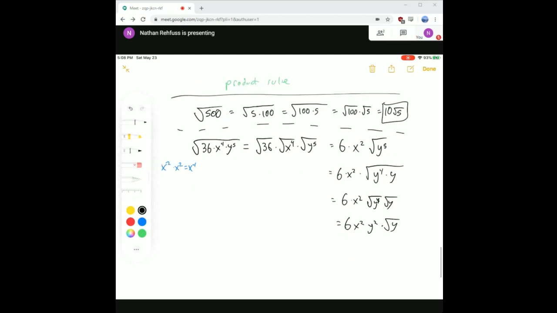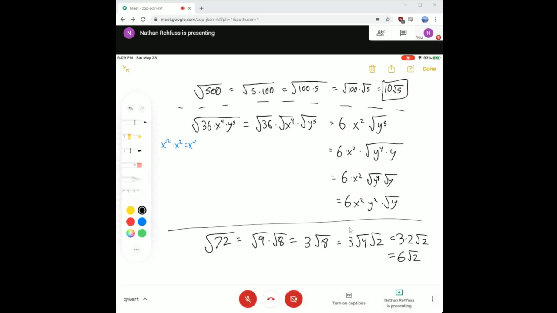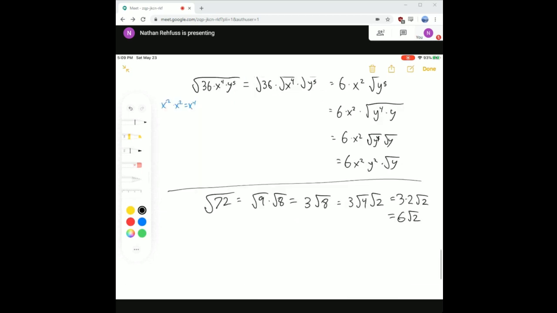If I had, say, the square root of 72, well, I know that 72 is 9 times 8, so that's root 9 times root 8, which is 3 root 8. But we can go a little further. See, 8 is 2 times 2 times 2. So this is 3 root 4 root 2, because 4 times 2 is 8, and the square root of 4 is 2. So it's 3 times 2 root 2, or 6 root 2. We could have done this all in one step if we had said 72 is 36 times 2, and the square root of 36 is 6. Two different solutions, but math is consistent, so we got the same answer.